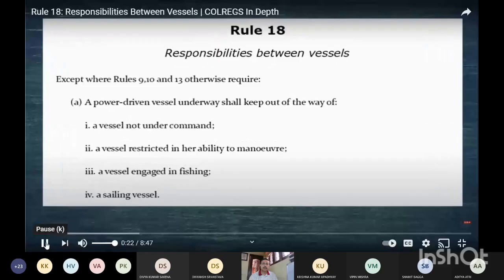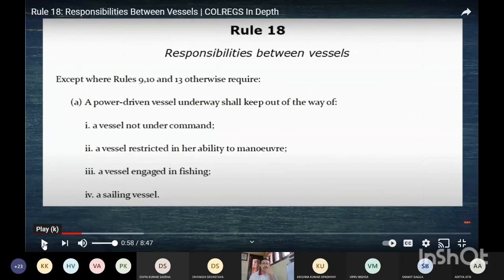So Rule 18 establishes a hierarchy of vessels, saying that a power-driven vessel needs to keep out of the way of a great big list of others, and then it will go down, putting them all in order. However, the very first sentence is a crucial one, except where rules 9, 10 and 13 otherwise require, 9 being narrow channels, 10 being traffic separation schemes, and 13 being overtaking vessels. So we already know Rule 13 says overtaking vessels always keep out of the way, so the hierarchy does not apply, and Rules 9 and 10 direct specific vessels to do specific things.